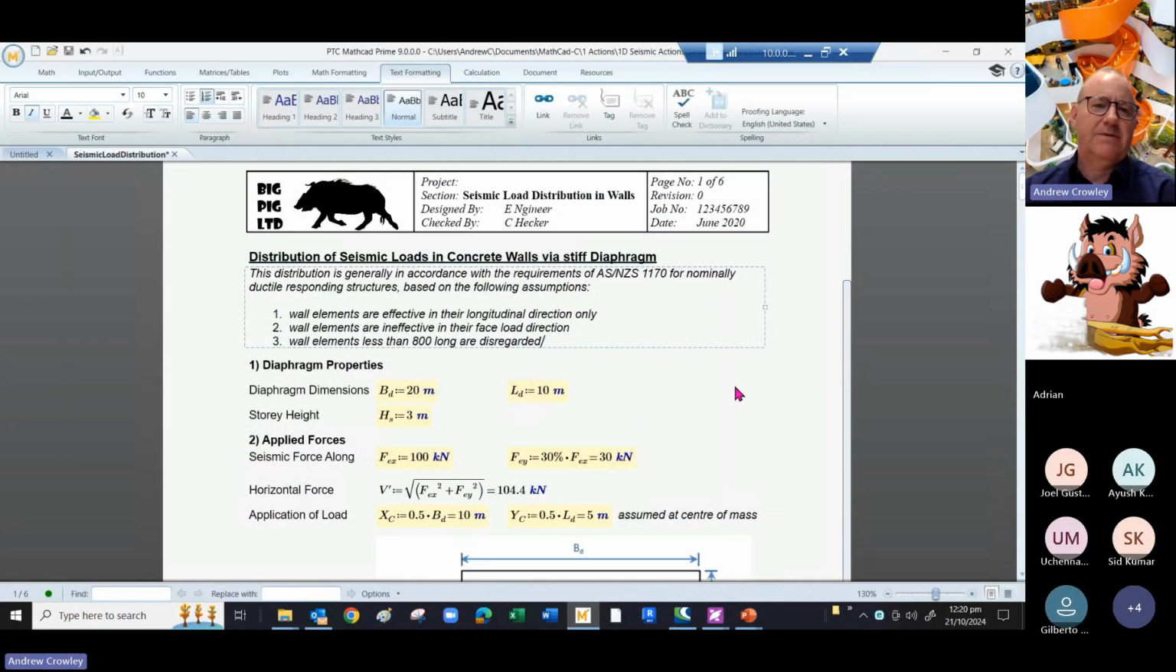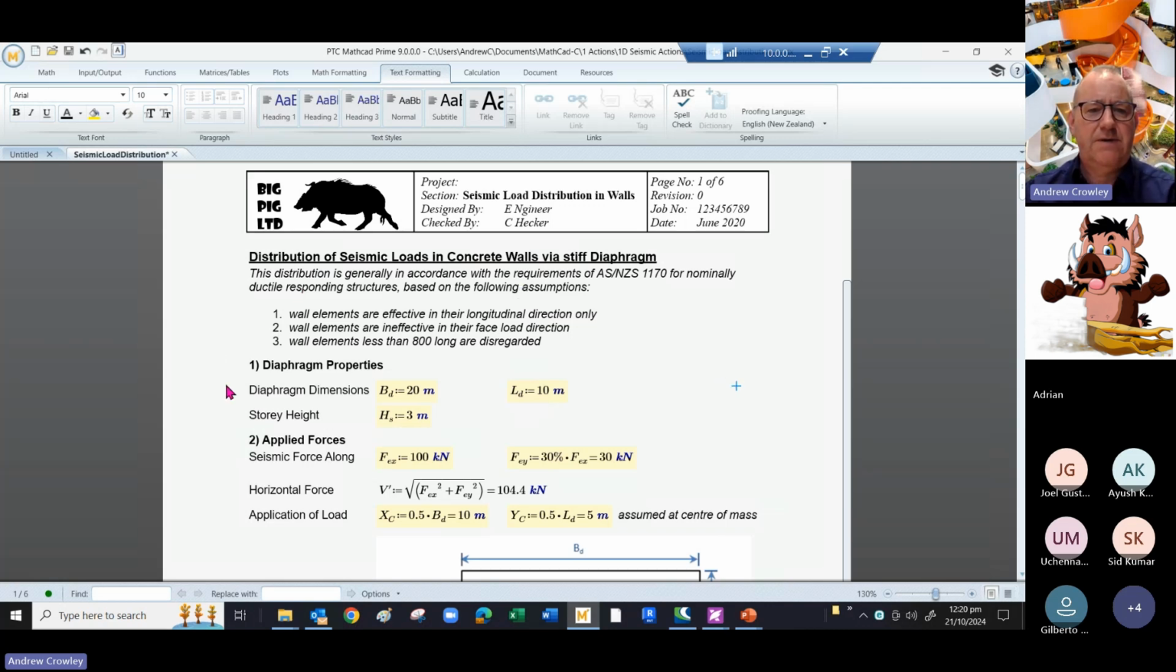Okay, so I'm going to do it twice, once for the engineers and once for the Mathcad geeks. So here is the Mathcad for the distribution of seismic loads via a stiff diaphragm into our concrete shear walls.